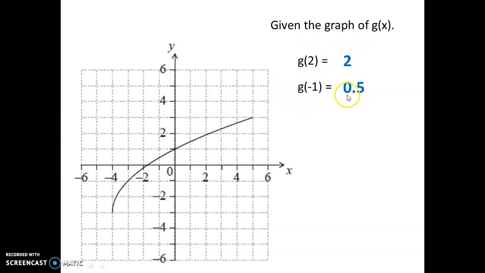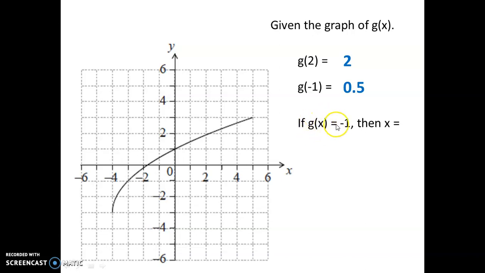Okay, I hope for this one you got 0.5. In this one you look at the input again. This is the input. The input of negative 1 goes into the function. So you look at the x values, which are the inputs. You go to negative 1 right here. You go up to the function, and you're like, oh, right there. What's the y value there? It's about 0.5.